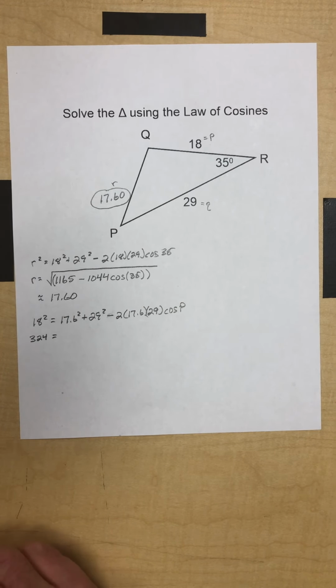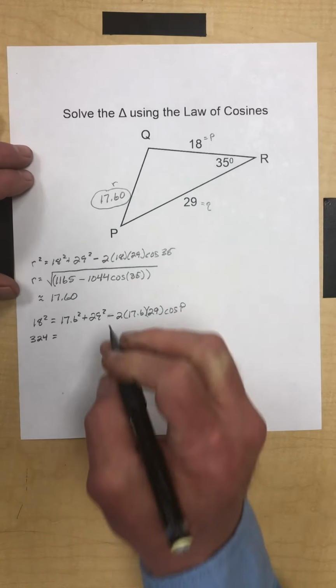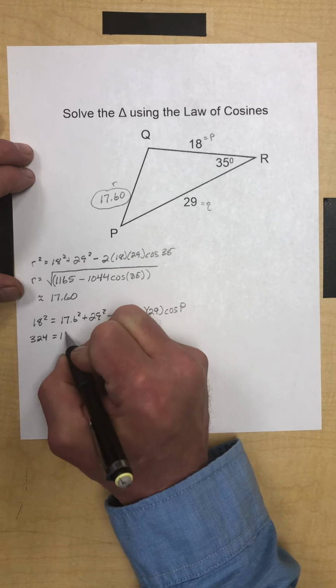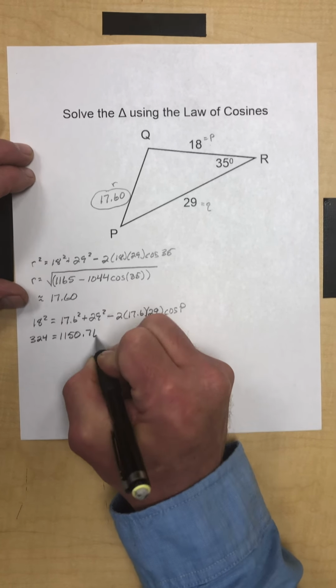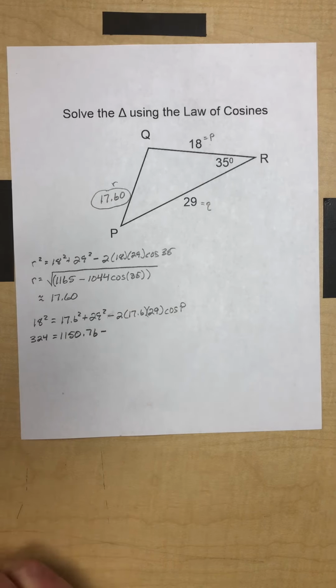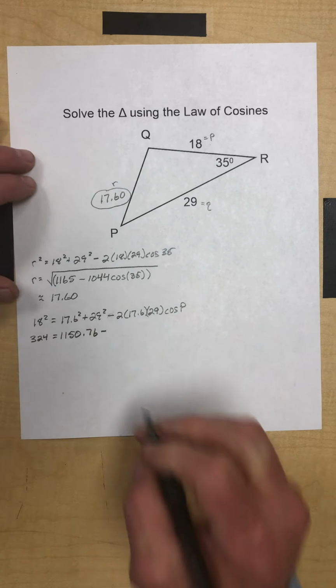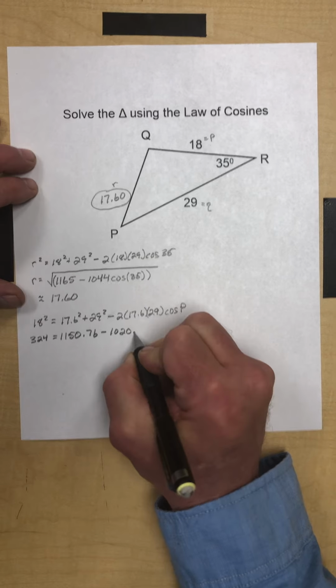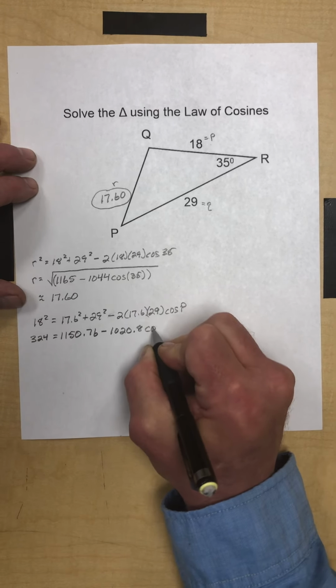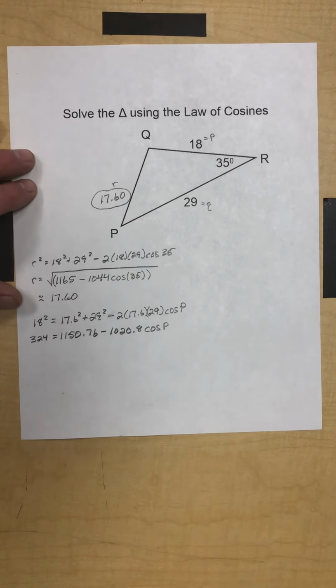17.6 squared plus 29 squared. I'm not rounding anything off. I'm getting 1150.76 minus, okay, 2 times 17.6 times 29, and I'm getting 1020.8 cosine of angle P.